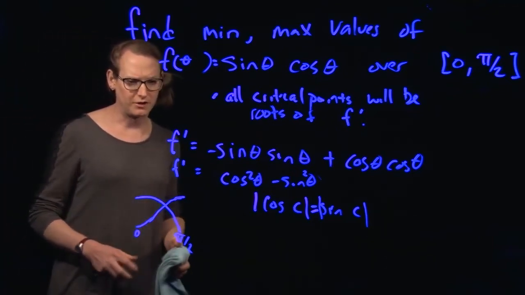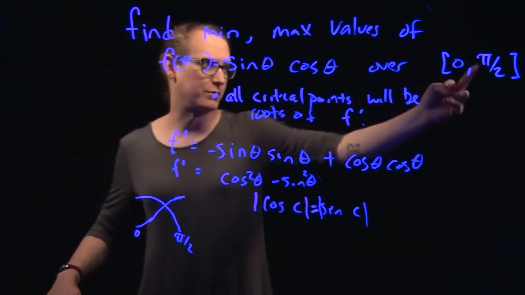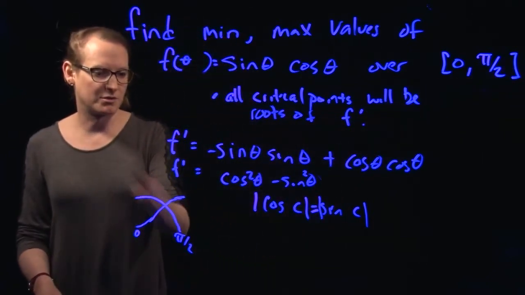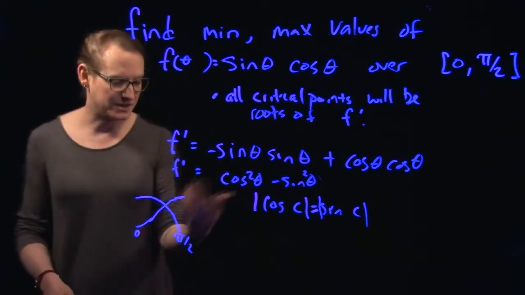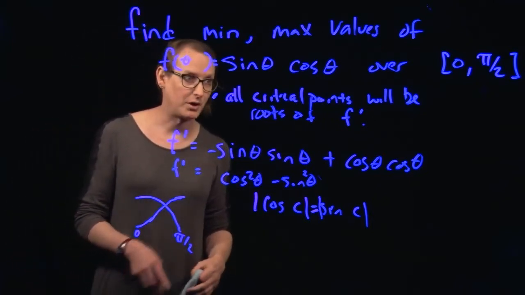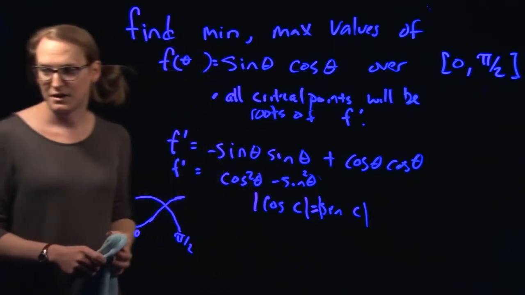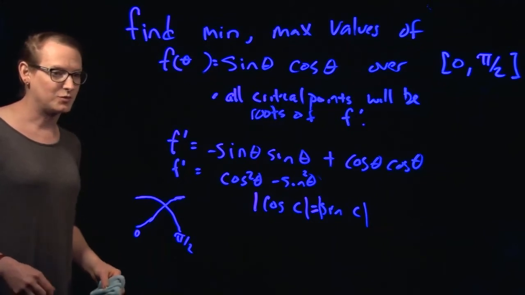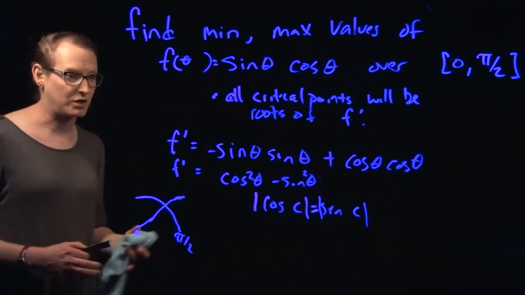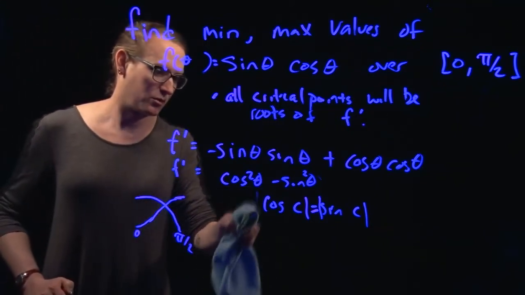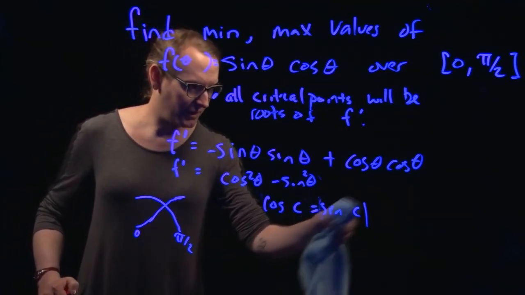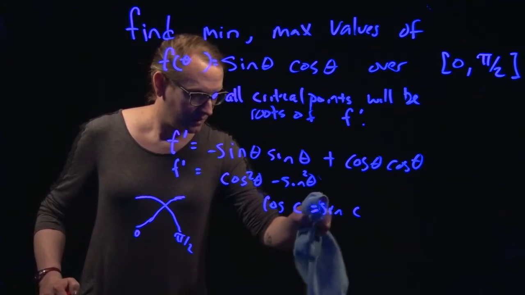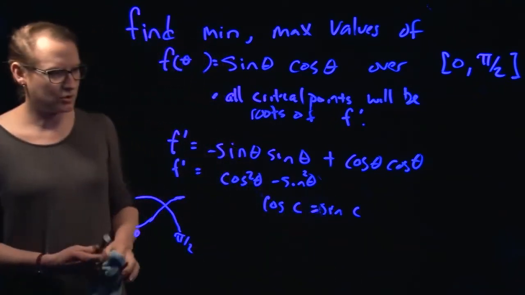So in general, if we were looking at an interval that was bigger than this, then the cosine would dip down to be negative, and we'd have to deal with the absolute values. But only because our interval is from 0 to pi over 2 do we not have to worry about that. So I'm going to go ahead and clear my values like that, only because we're over this particular interval.